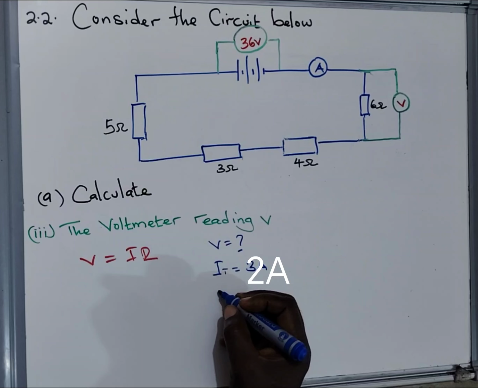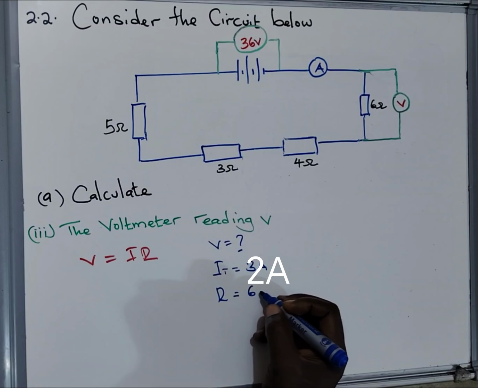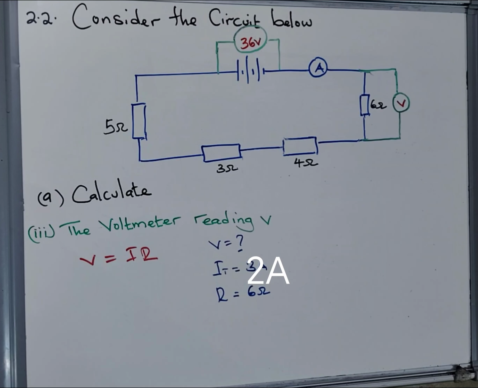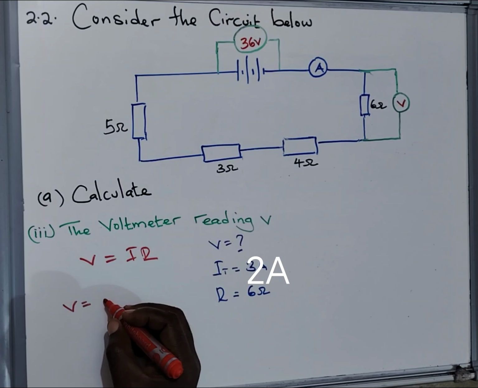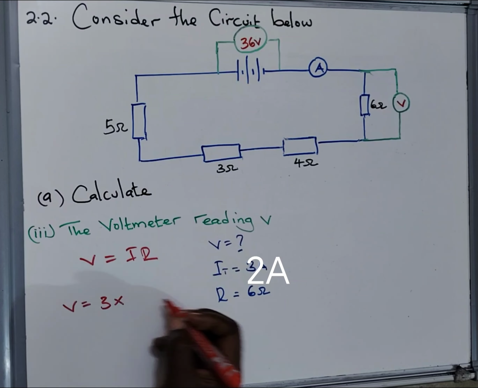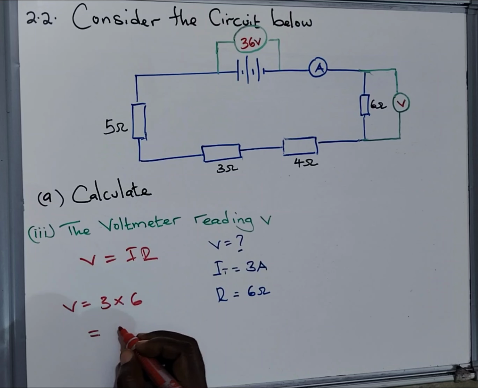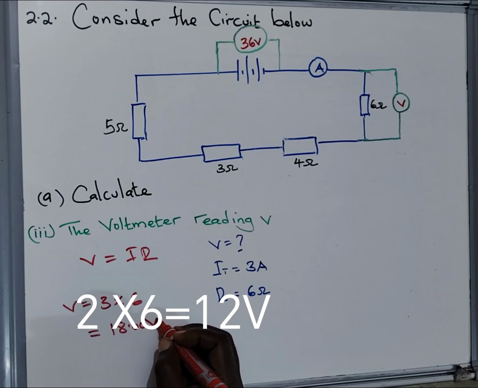What else do we know? We know the resistance concerned, and it is 6 ohm. So from there, what do we do? You come and substitute. You say V is equal to I, which is 3, times R, which is 6, giving you 18.00 volts.